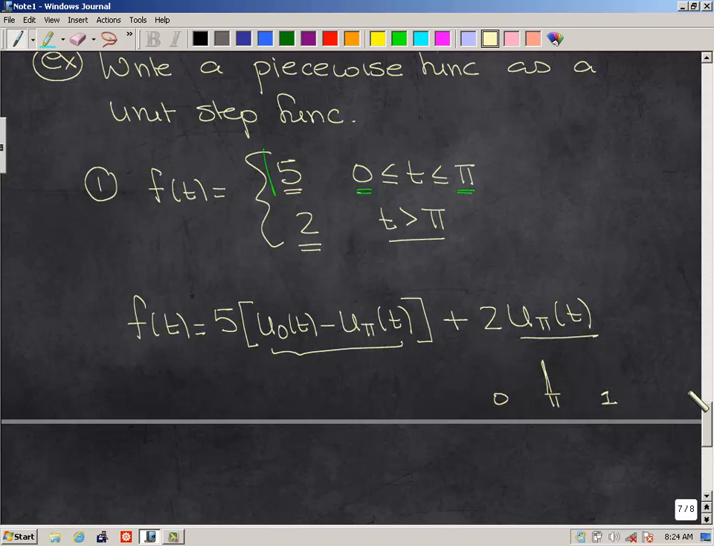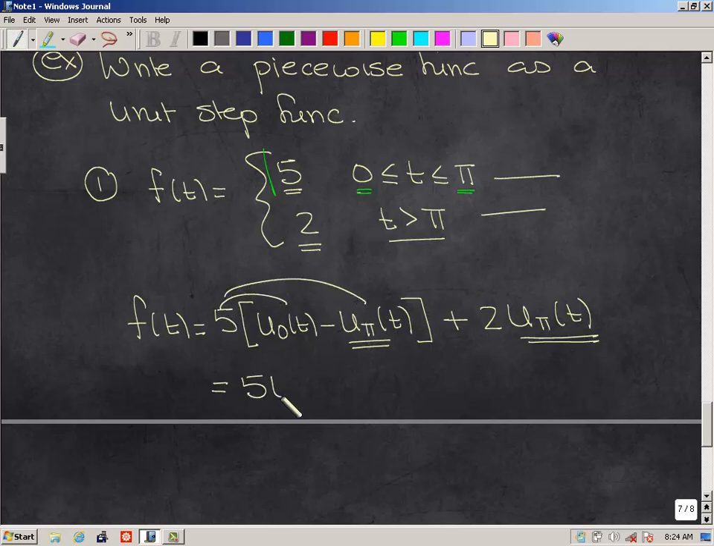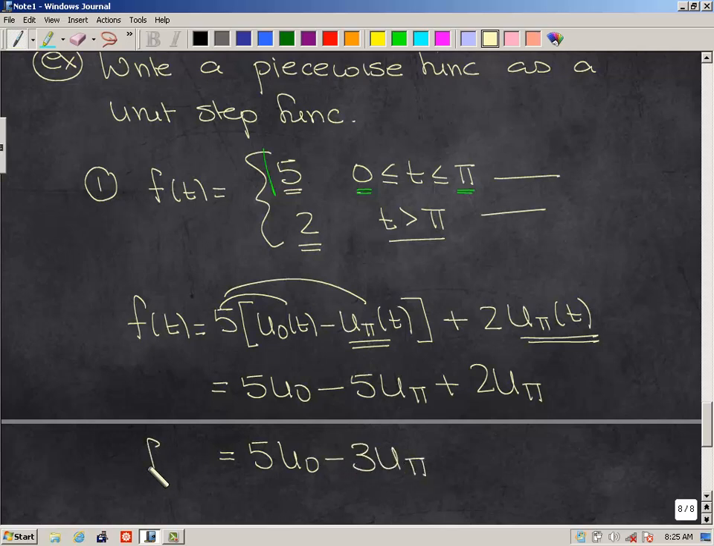So we've written this piecewise function that had two pieces using just one function. You can see that there are no pieces here. That's the power of the unit step function. I can do a little bit better with this though. If you notice, there are certain step functions that are the same here, so I'm going to combine them. I'm going to distribute first. I get 5u of 0, I'm not going to write t's anymore, minus 5u of pi plus 2u of pi. So we get 5u of 0 minus 3u of pi. So this is the final product that we are looking for.